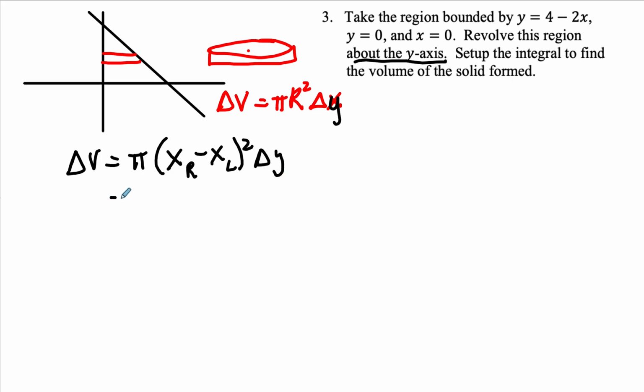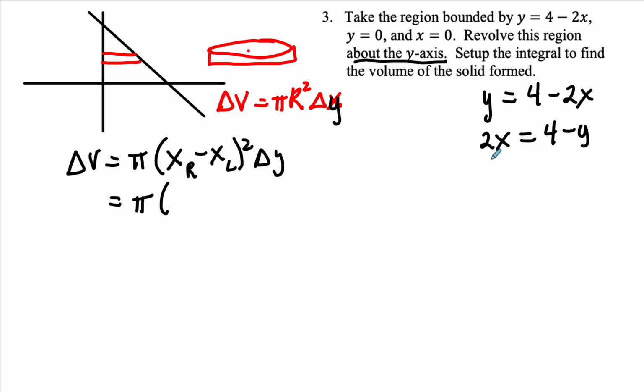All right, and so now I'm going to have to go over here and solve for x. So y equals 4 minus 2x, and I'm going to solve for x. I'll bring 2x to this side, and then I'll have 4 minus y, and then I'll divide both sides by 2. So this will be 2 take away y halves. So now I have a representation for x on the right. X on the right looks like that. So I'll go ahead and write that: 2 minus y over 2.